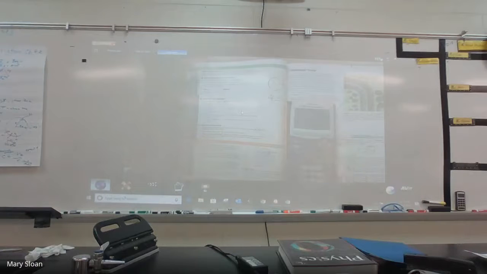It says find the magnitude of the tension force exerted by the string on the stopper, using Newton's laws. Force of tension equals mass times the centripetal acceleration. So how are we going to do that? We're trying to find the force of the tension.